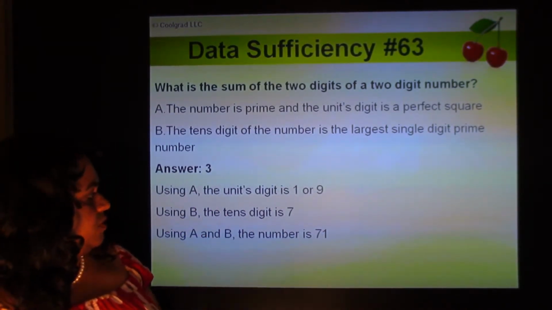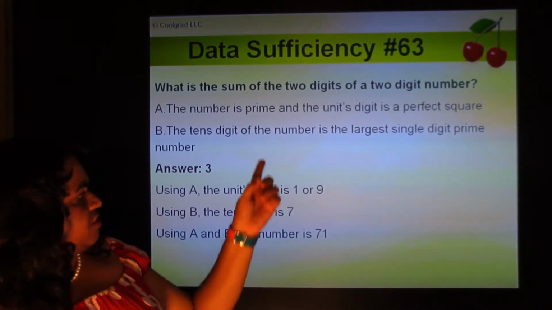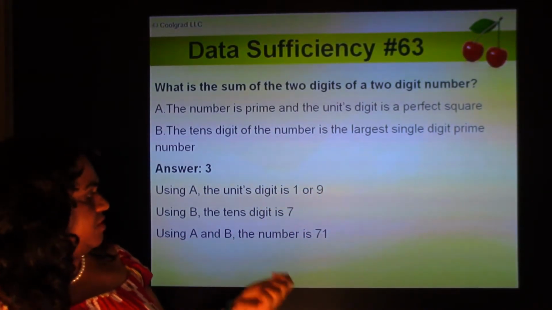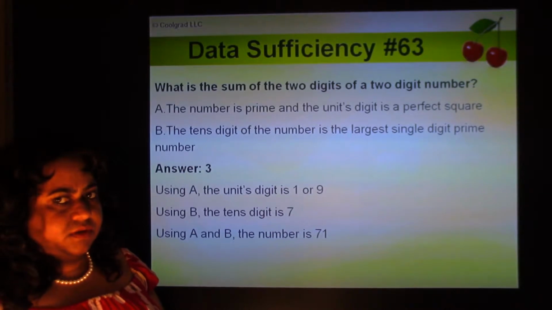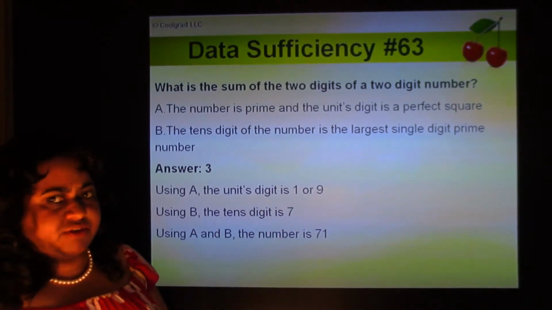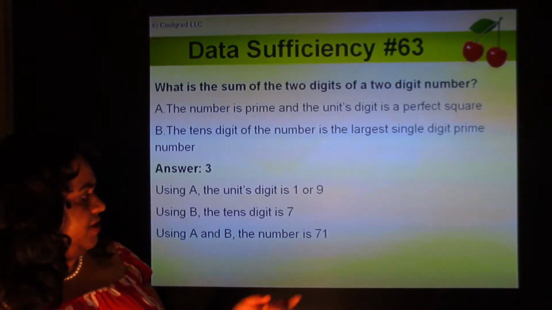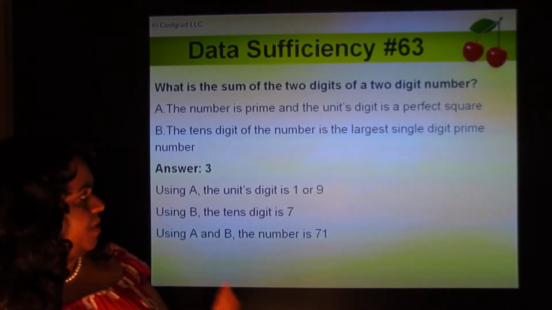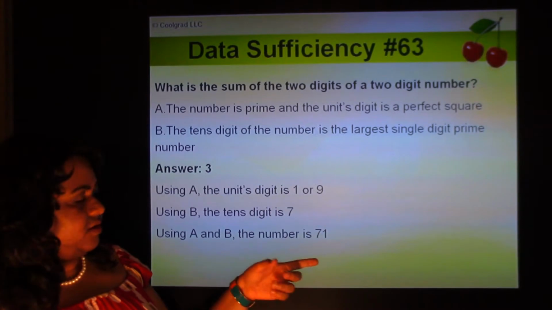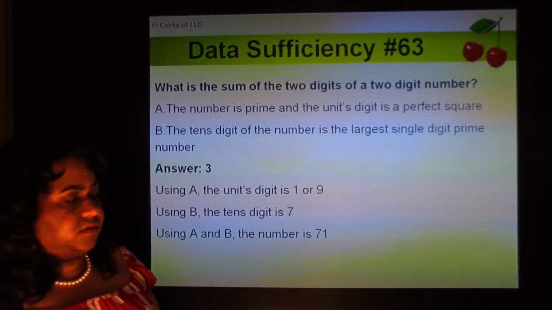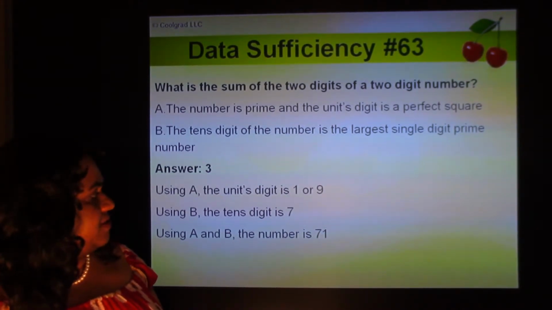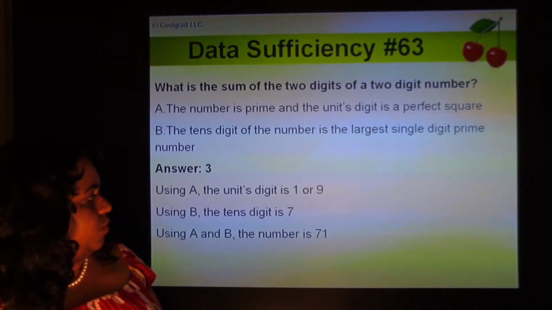Using statement B alone, the tens digit of the number is the largest single digit prime number. So the tens digit is 7. But clearly B alone is not enough. But if you combine these two statements, the tens digit is 7, and it's a prime number which ends in 1 or 9, right? So the number is 71.